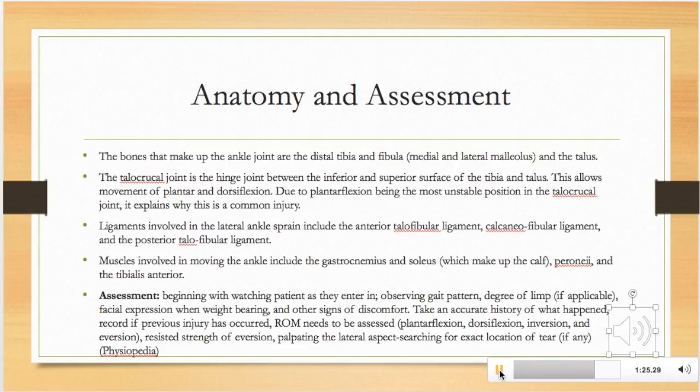If it's a reoccurring injury, you want to give a scale of 1 to 10 of how bad this injury is compared to the others. Range of motion needs to be assessed. This includes plantar flexion, dorsiflexion, inversion, and eversion, and resisted strength of eversion. You want to be able to palpate the lateral aspect of the ankle, searching if there's any tear. And all this information comes from Physiopedia.